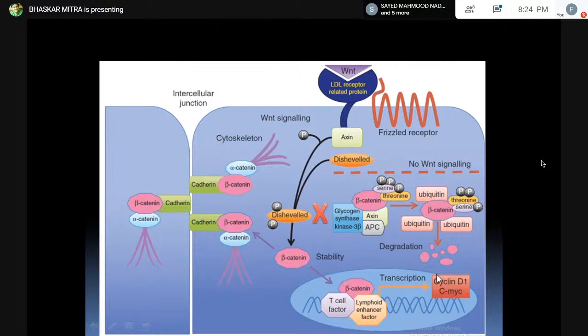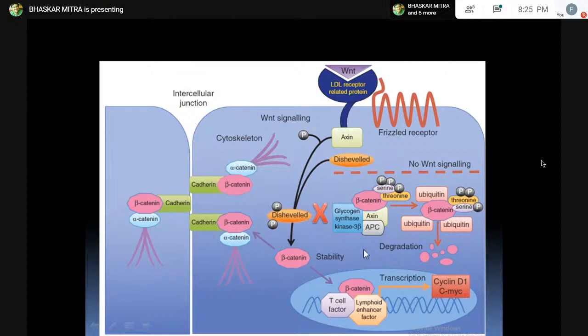But when there is WNT signaling, there is phosphorylation of the axin protein in the cytoplasm, which in turn causes phosphorylation of the dishevelled protein in the cytoplasm. This causes interaction with the glycogen synthase kinase, beta-catenin, APC complex. This damages the binding of APC with beta-catenin, so the beta-catenin becomes stable. It goes directly to the nucleus and binds with T cell factor and lymphoid enhancer factor, enhances cyclin D1 and c-myc, and causes cell proliferation. This is the actual picture here.